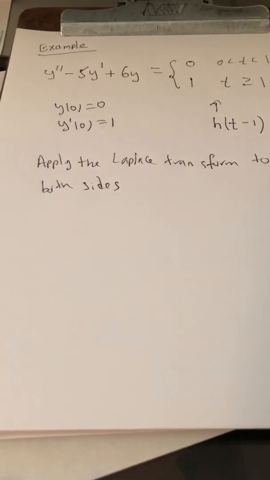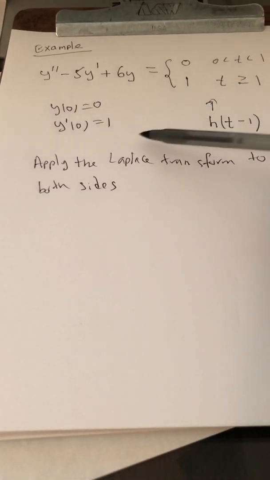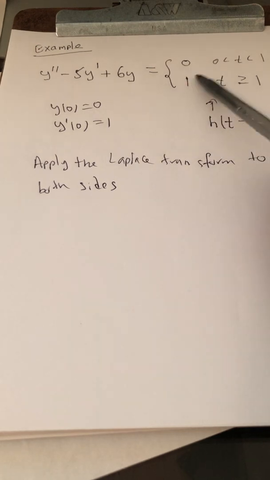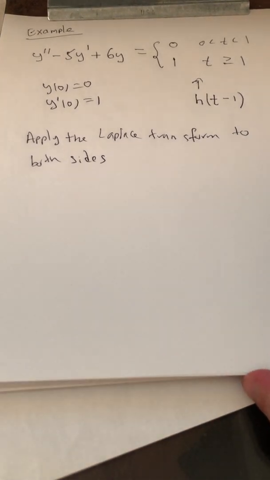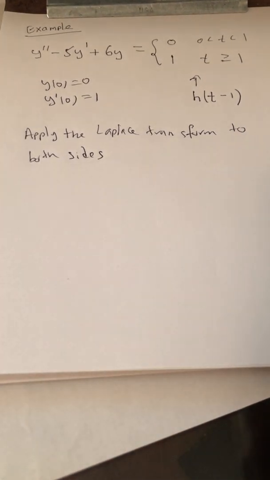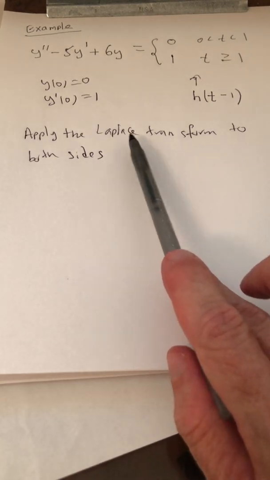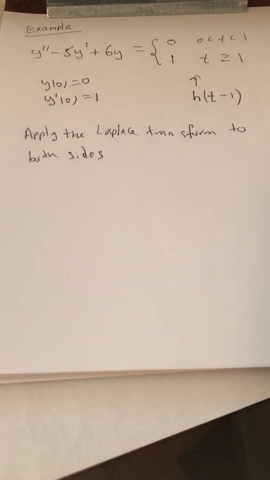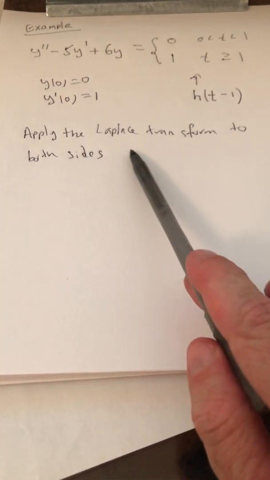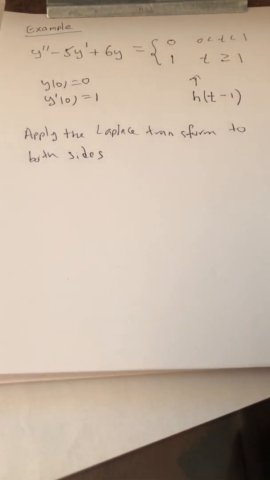Hello students, we are now going to solve an IVP where the right hand side is a unit step function. So this type of problem lends itself to the Laplace transform because of the properties of the Laplace transform. So we're going to, as we've done before, apply the Laplace transform to both sides.